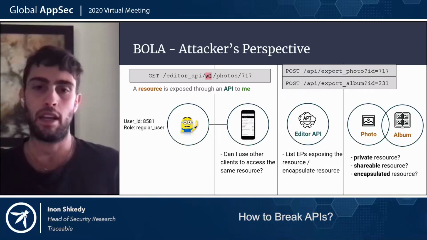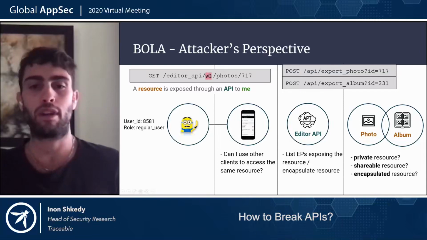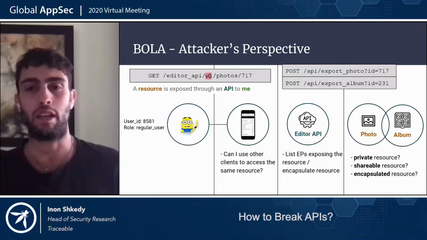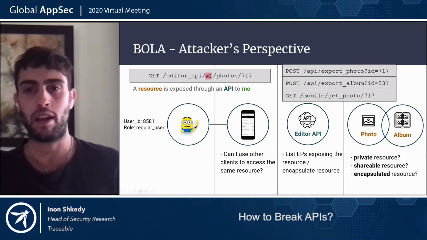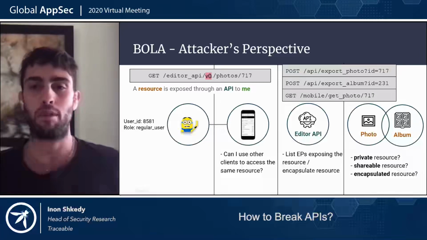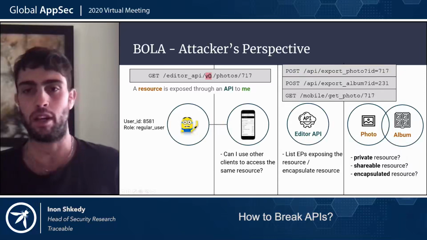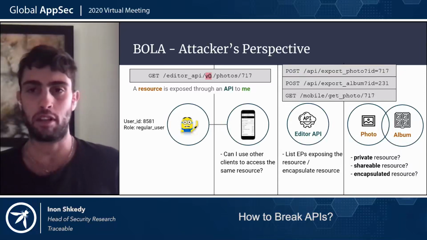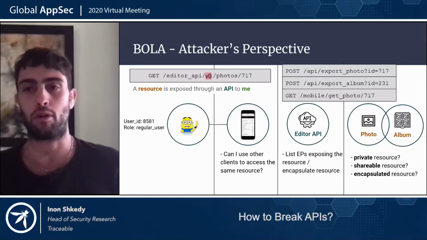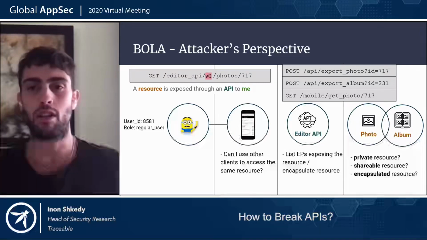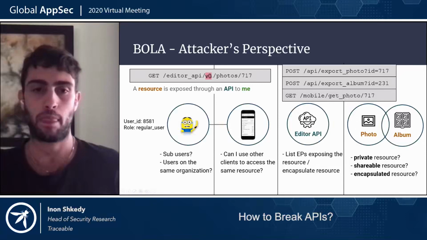you can be more focused on this API endpoint that exposes the album. And then you can start asking yourself, can I use a different client to access the same resource? Maybe if I access the web application, would it look different? Or if I access the mobile API, it would look different. So many times, if you have a web client or a mobile client, the API calls that they trigger belong to different endpoints. So you might have one endpoint to get a photo for mobile and one endpoint to get a photo for web. And you should test both of them.